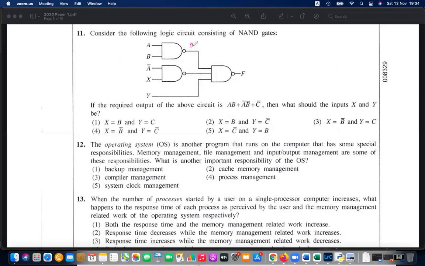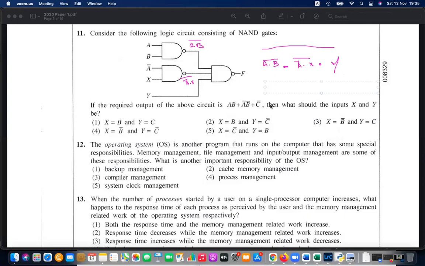Actually here you are getting A and B, but A and B not. Here you are getting A not and X, everything not. Here you are getting Y directly. Actually in this gate you get A and B, everything not, and second one A not and X not and Y, then everything not. Apply De Morgan's.